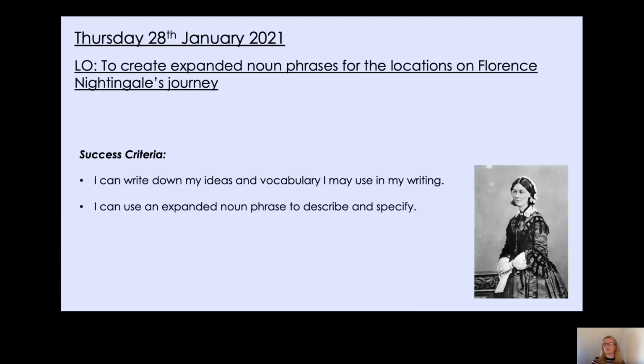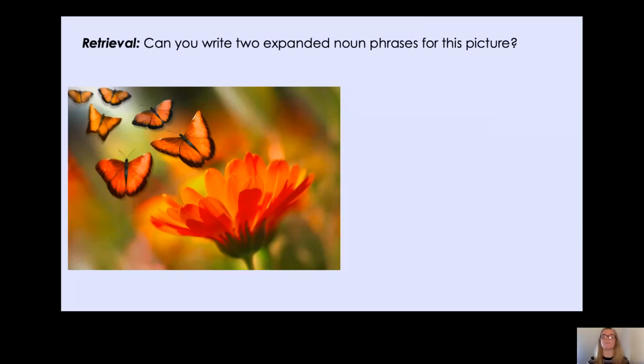Now, before we start, I want to just check you can remember how to form an expanded noun phrase. So here is a picture. In your picture, you can see a flower and some butterflies. So what I'd like you to do is create 2 expanded noun phrases for this picture. So could you pause the video now and have a go at this for me?